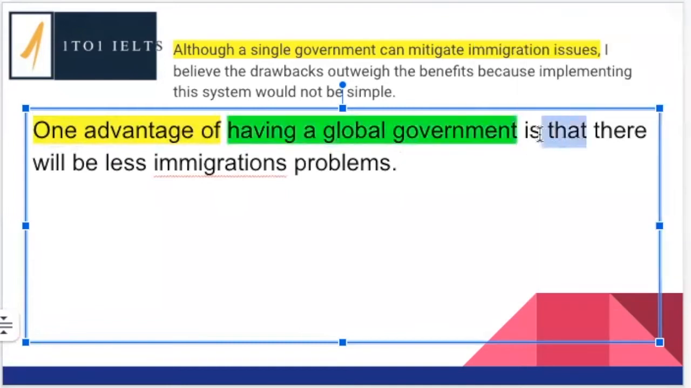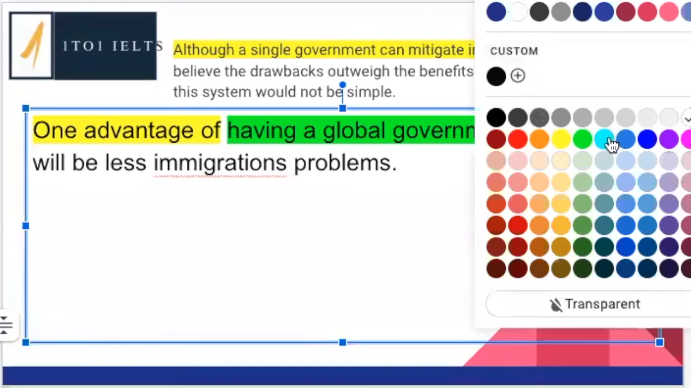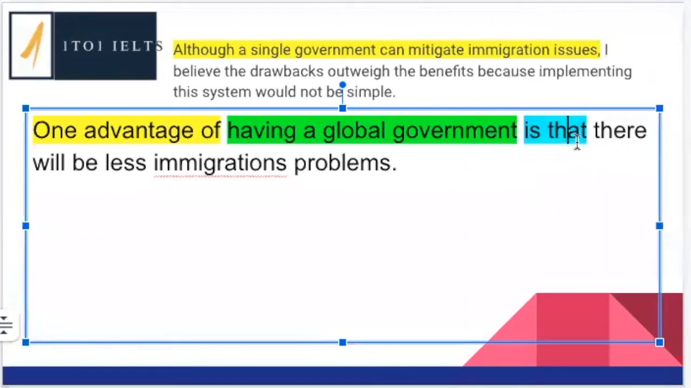Then we need some joining words. The two easy joining words here we can use are that or is because. We can use these over and over again. And after is that or is because, we're always going to have a clause. So if we have a clause, that means subject, verb, object. So that is that, there will be less immigrations problems. So we've definitely got our clause here.